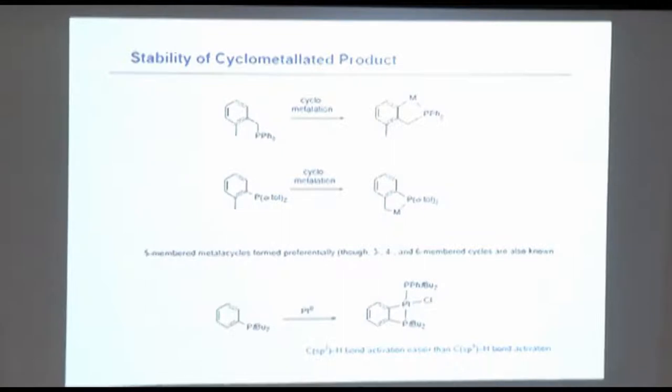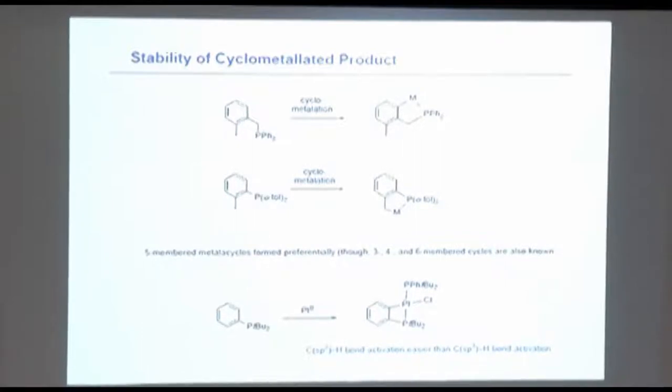Then the stability of the product. And there's maybe two factors that we can discuss a bit together. That's the activity of the CH bond, or the reactivity of the CH bond, and the stability of the product. And there we have two aspects. So one is the size of the metallocycle. 5-membered metallocycles are typically preferred over 6 and 4-membered. And these are preferred over larger and even smaller rings. And I'm saying this is preferred. So this gives us predictable guidelines, but it doesn't exclude.